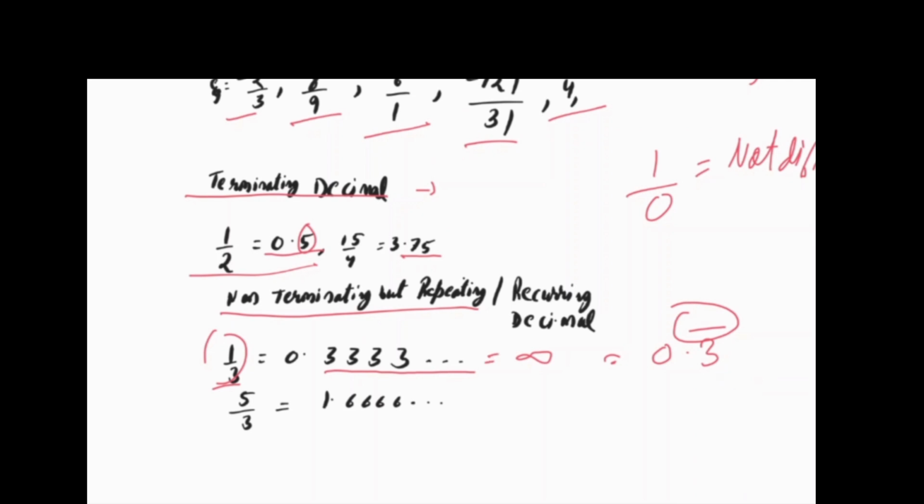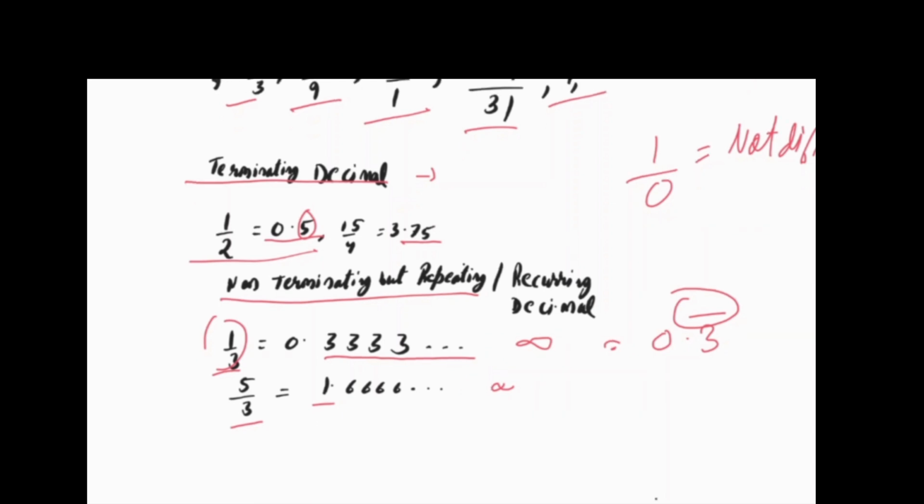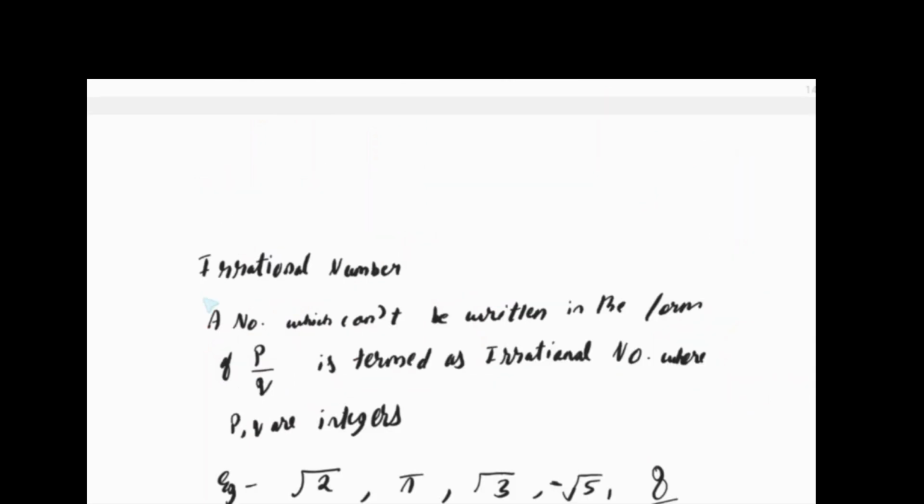This can be understood by the next example also, of 5 by 3. It equals 1.666 and so on. It goes to infinity. So it can also be written as 1.6 bar. And this bar denotes that 6 is repeating itself after the decimal infinitely many times.